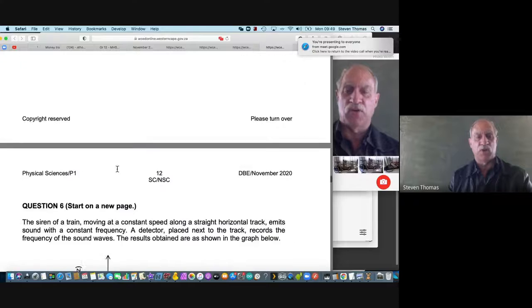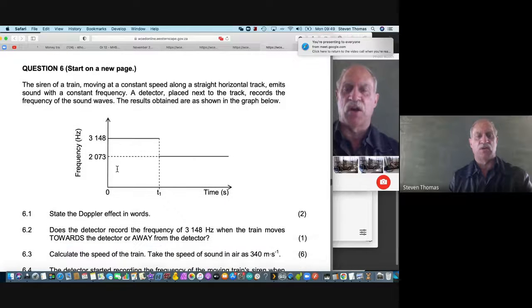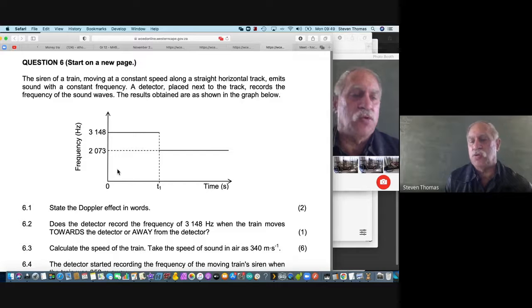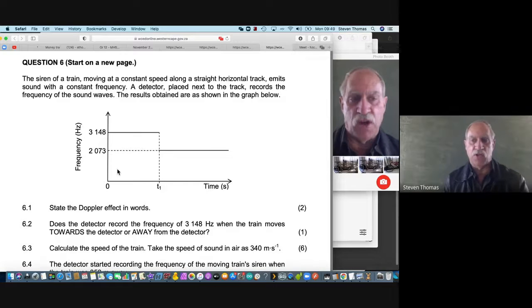Let's have a look at question number 6. Doppler, lovely. So you should all score 100%. If you don't do so well in the work-energy theorem, you should do well in the Doppler. It says here, the siren of a train moving at a constant speed along a straight horizontal track emits sounds with a constant frequency. A detector placed next to the track records the frequency of the sound waves. The results obtained are shown on the graph below. You see there's a high frequency and there's a low frequency.